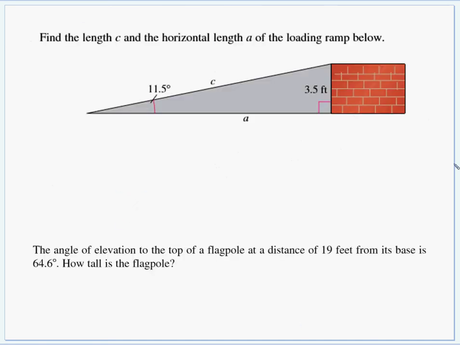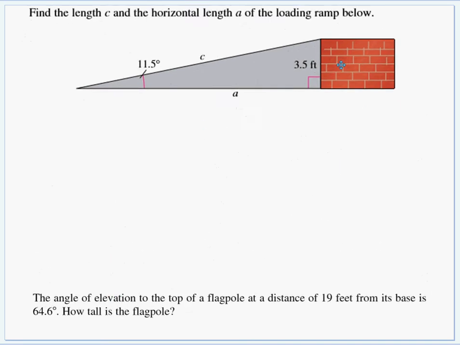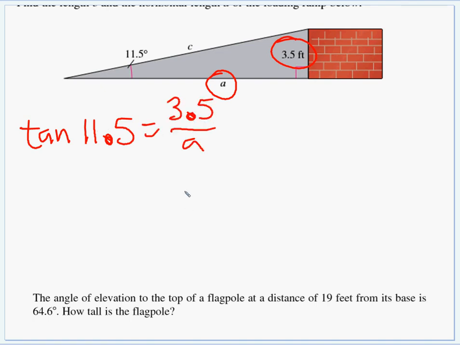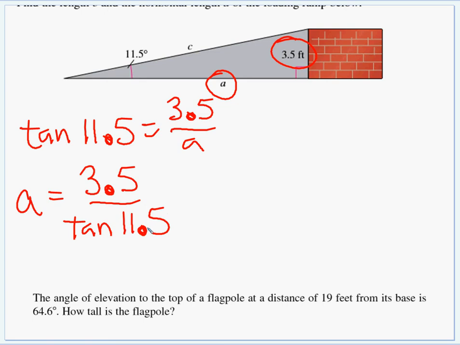Okay, we've got a ramp. Very similar to the example. So here we are at the 11.5 degrees. We have the opposite. We want the adjacent, so that's going to be tan. The tan of 11.5 is equal to 3.5 over A. And we're going to switch the A and the tangent function. So A is equal to 3.5 divided by the tan of 11.5. And beep, beep, beep goes the calculator, and we get A is approximately 17.203 feet.